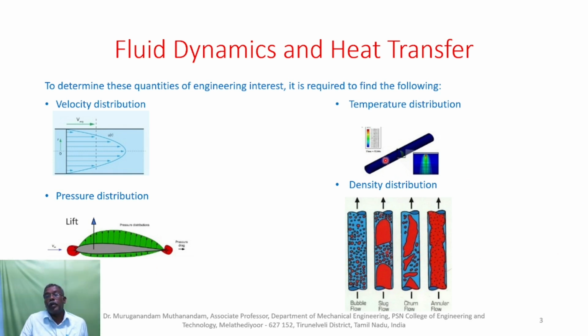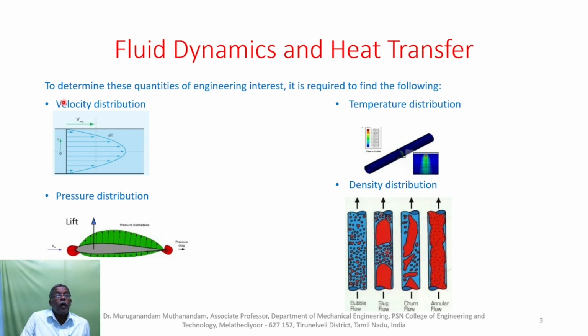Temperature distribution. Here a pipe is shown where two pipes are joined using welding. Within the welding joint, the temperature varies from the root to the outer periphery. The way in which the temperature varies is called temperature distribution. Similarly, there is density distribution inside the flow.